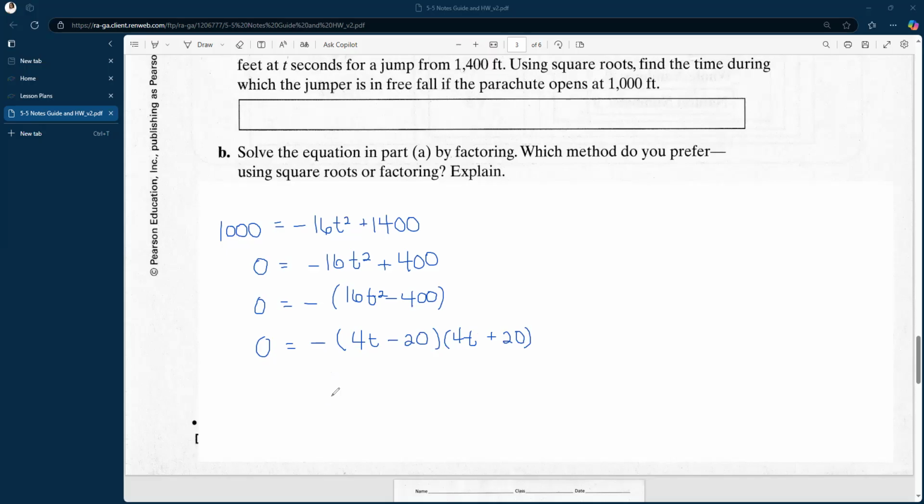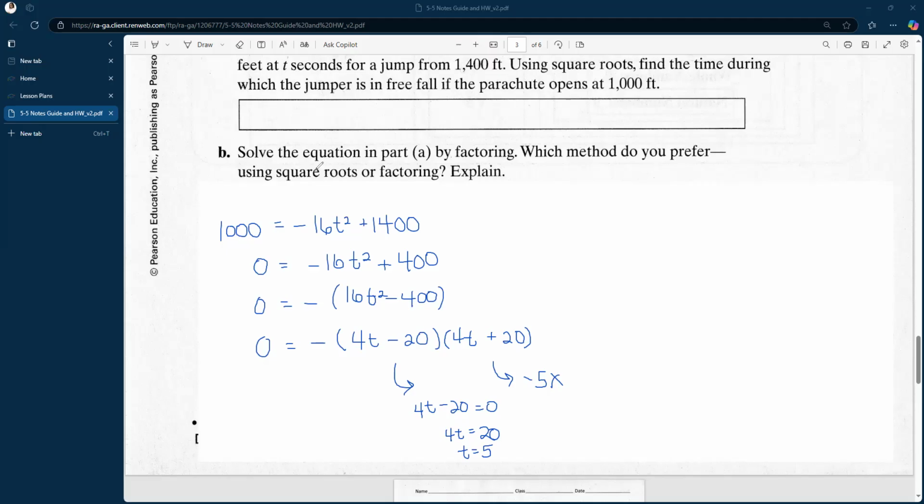Then I solve for t. I'm going to solve for t using this equation, because this one is going to give me negative 5. We don't want negative 5. So when I solve for this equation, I get 4t minus 20 equals 0. 4t equals 20. And t equals 5. And that's the same as when I solved my square roots. I solved my graphic. And this is now solving my factoring.